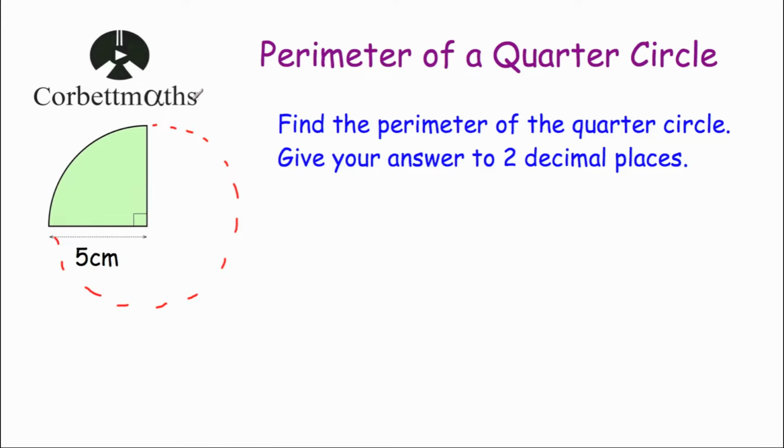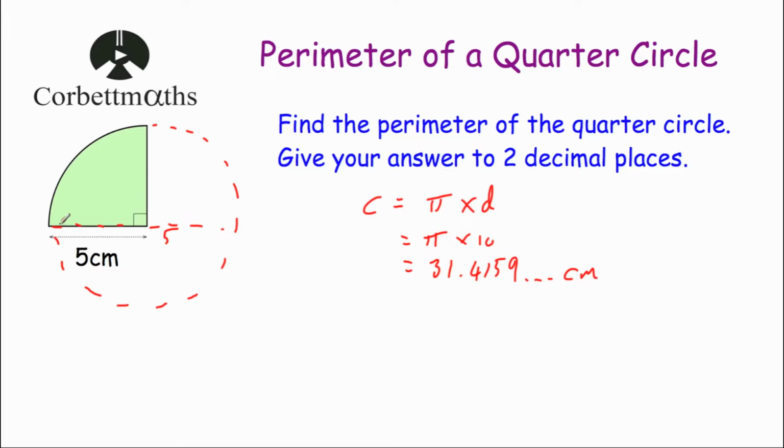So let's consider the circumference of the whole circle to begin with. If the radius is 5 centimeters, the diameter, the whole way across this circle, will be 10 centimeters. So the circumference is equal to pi times diameter. So it's going to be pi times 10. And pi times 10 is equal to 10 pi, or 31.4159 and so on centimeters. So that's the distance the whole way around the circle.